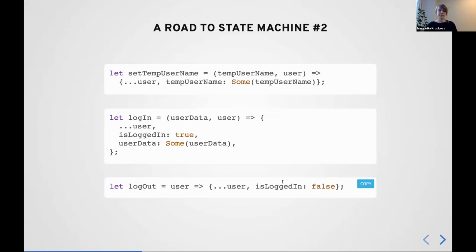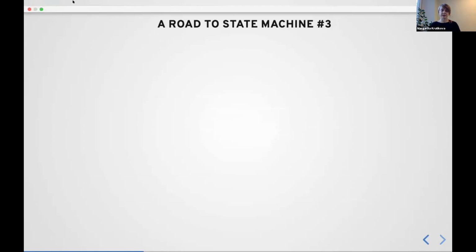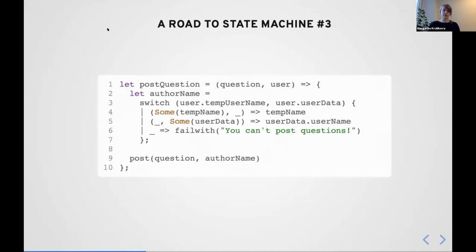So let's imagine that we have those functions here and we are going to call those functions in response to some user input. Like when the user presses the logout button, we're going to call this function. We're going to change our user and we're going to set it again on state. So we're kind of ready here. As the next step, we're going to implement our post question function, which is going to look something like that.